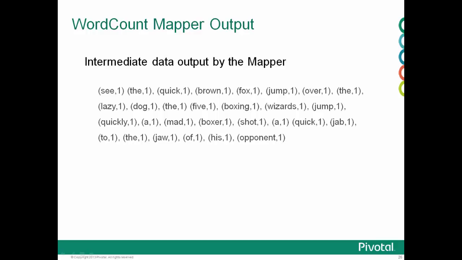The intermediate data output by the mapper would look something along these lines. If we look back at the input data, we would see that the first sentence is, see the quick brown fox jump over the lazy dog. See and 1 is the output for the first word. The and 1 is the output for the second word. Quick and 1 is the output for the third word, etc., etc.